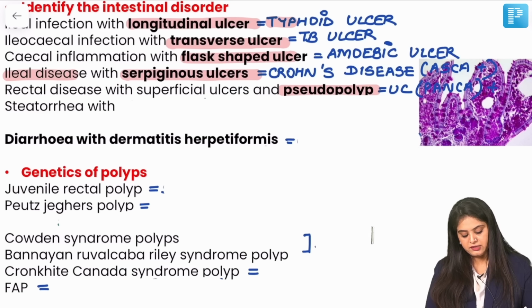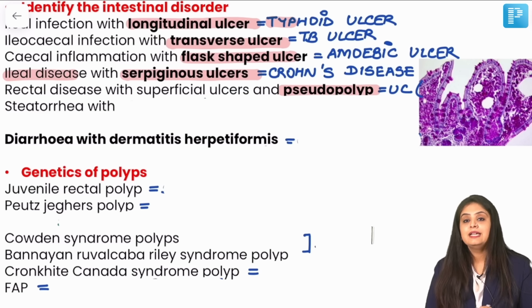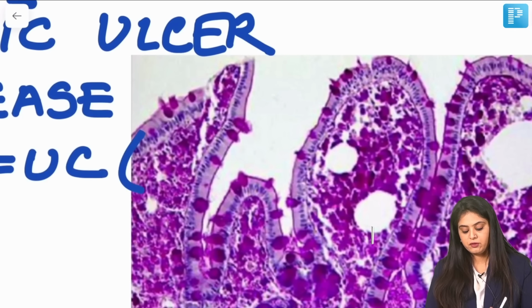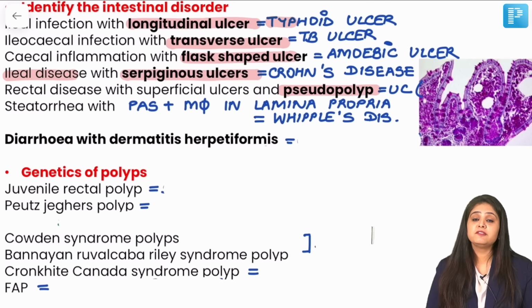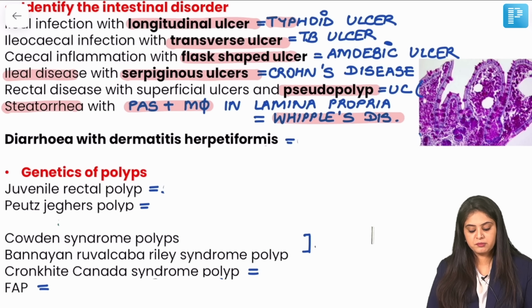Coming to the next, if there is steatorrhea, and along with steatorrhea, if this is the kind of image that is given to you, which I'll just show you again, this is the image where you're seeing that, yeah, of course, this is intestine with those villi, but then there are these pink colored cells. Steatorrhea tells me fatty stools, and then these are PAS positive macrophages in the lamina propria. I think of a bacterial infection, that is Whipple's disease, which will have fatty stools and these PAS positive macrophages in the lamina propria.